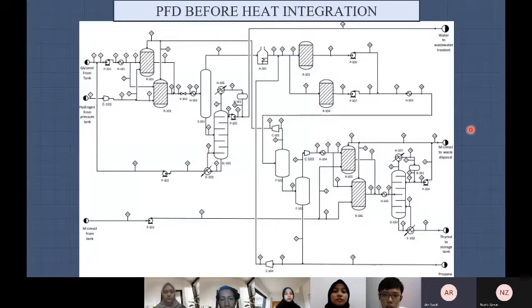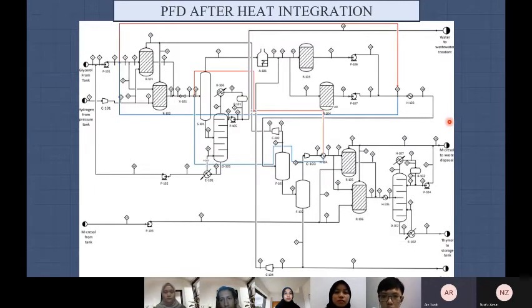This is our process flow diagram before heat integration. And next, this is our process flow diagram after heat integration.